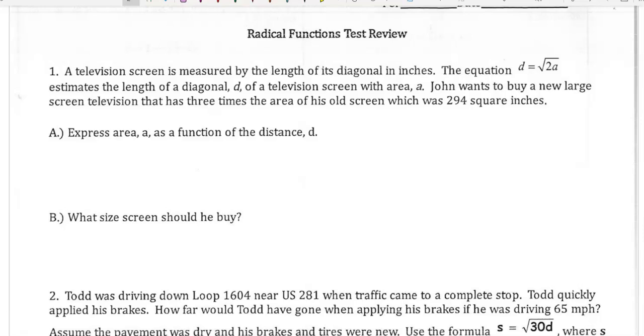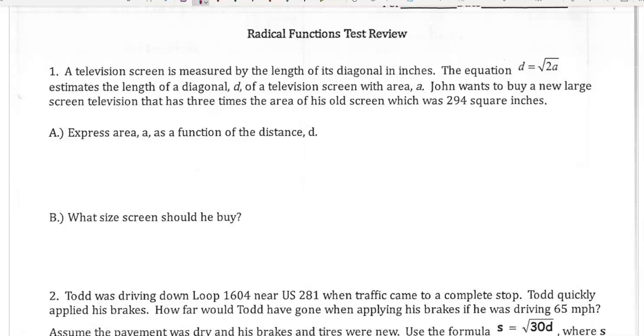Regular math. So a television screen is measured by the length of its diagonal. Did you know that? So if you have a TV and it says you have a 50-inch TV, it's not 50 inches this way or this way. It's 50 inches across the diagonal. Cool, right? All right, you learn something new every day.